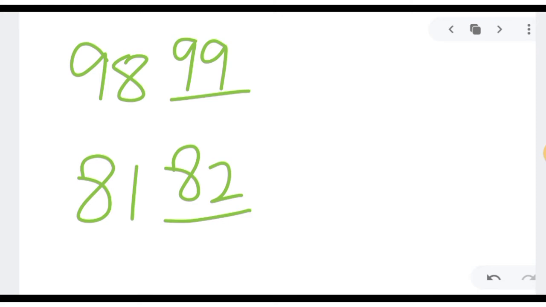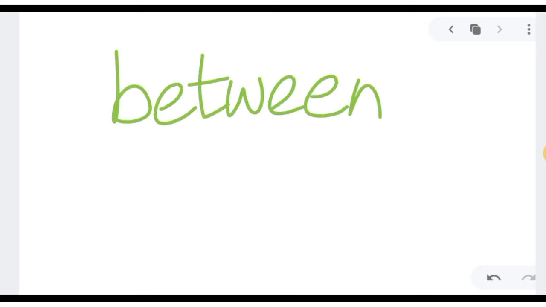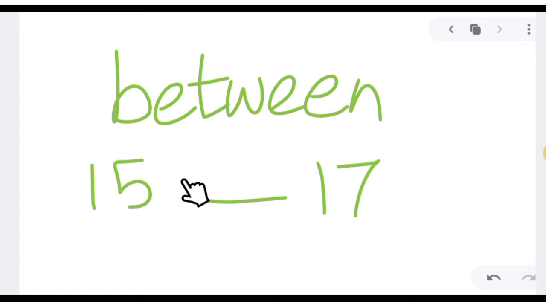Okay. Next we are going to see between numbers. So what is between? It seems in the middle. Okay, in the middle. Now we are going to see the number between. Between, it seems in the middle, in the center. Okay, we are going to find out the number.